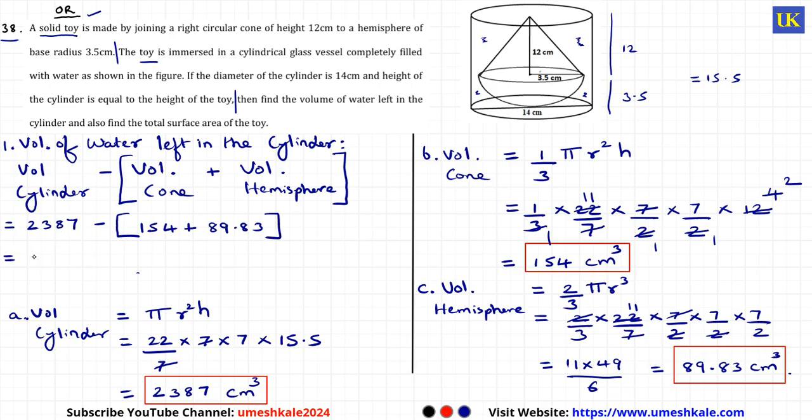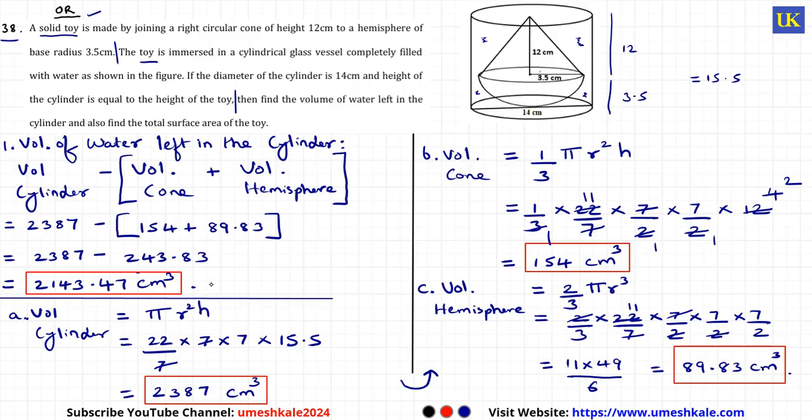So 2387 minus 243.83, and the answer is 2123.47 centimeter cube. So guys, this is our final answer. The volume of water left in the cylinder is 2143.47 centimeter cube. Now there is another question. They have asked us to find the total area of the toy, which we will do on the next page.